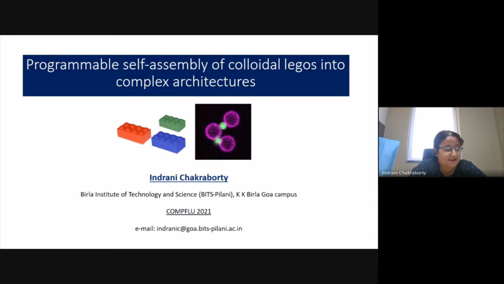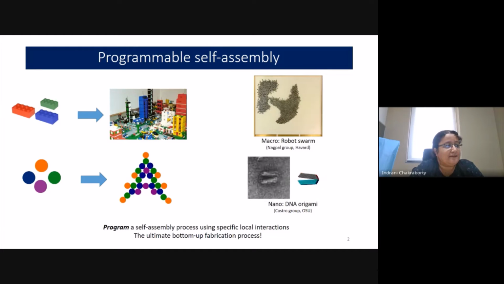Good morning, everyone. I'm Indrani Chakrabarti from BITS Pilani Goa campus, and today I'm going to tell you how to use colloidal particles as Lego blocks to build complex architectures, and I will do that by programming the self-assembly process of these building blocks.